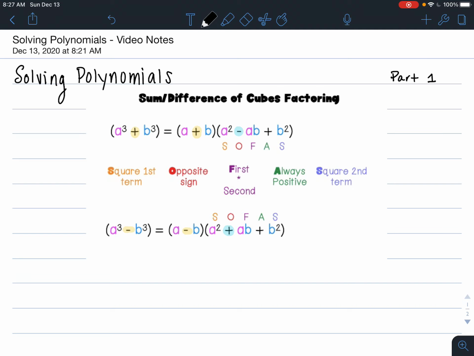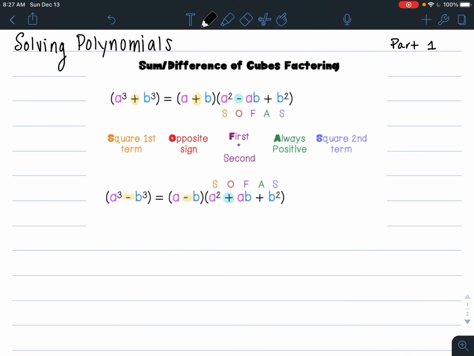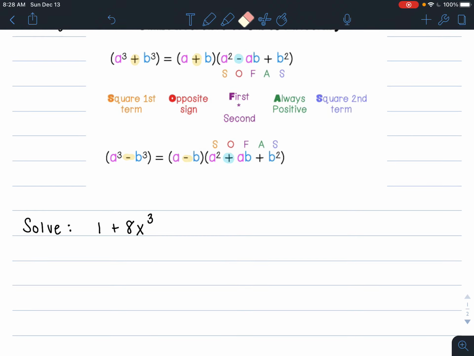So let's do some examples and see how this works. So we're going to factor and then solve these polynomials. The first example I'm going to do, I'm going to solve the whole thing. So let's see. Let's do 1 plus 8x cubed. Actually, hang on, I'm going to flip it just a second. We're going to do 8x cubed plus 1.